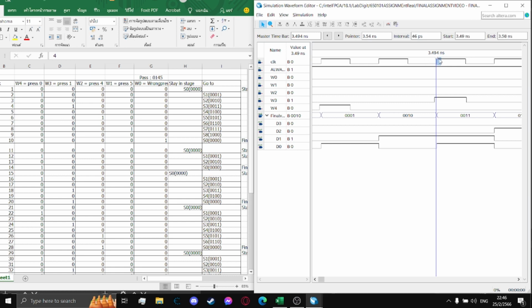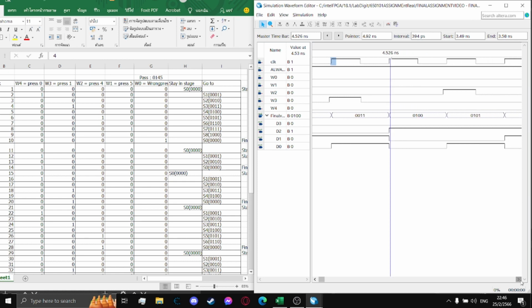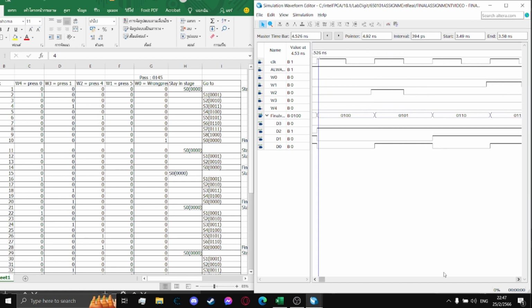And state 5, in state 5 they will not press, then they will go to state 4 immediately. And state 6, when you press 4, they will go to state 5 immediately.